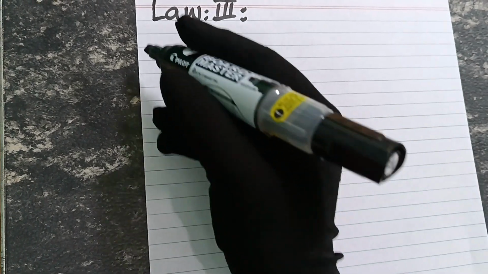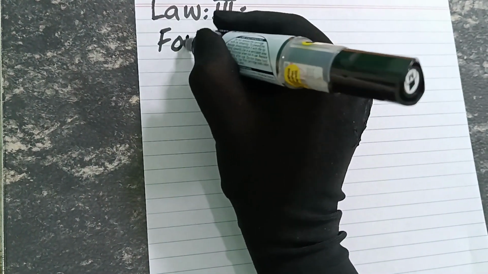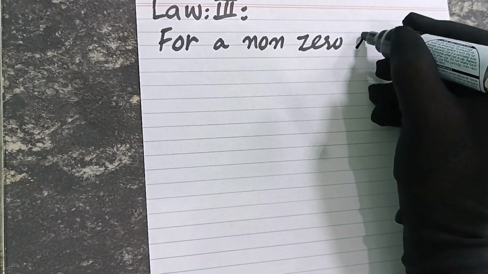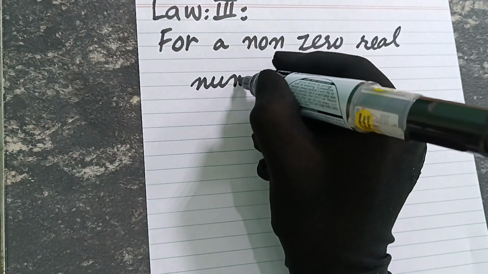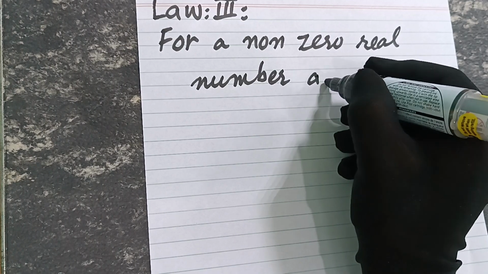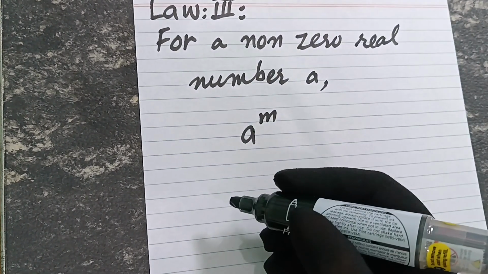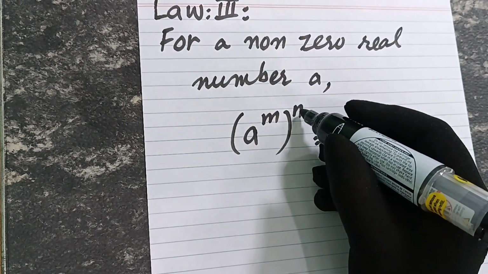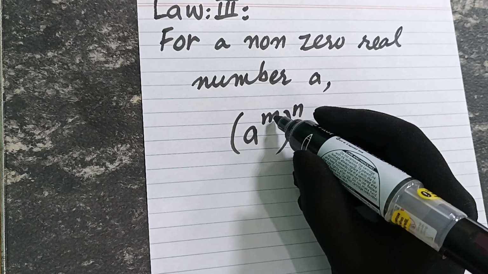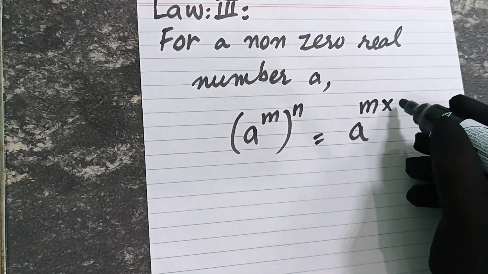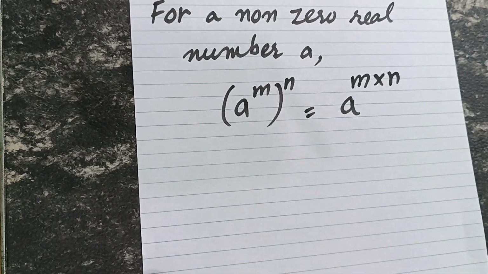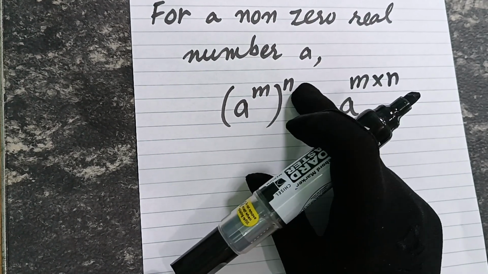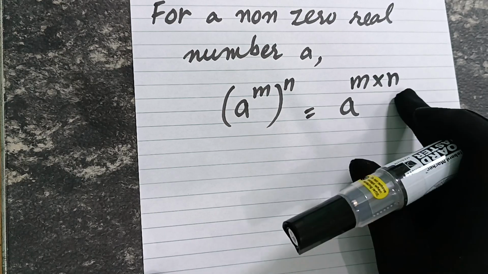Okay, law number 3: for a non-zero real number a, if a already has a power and we are taking another power on it, this new exponent will be multiplied by the previously present exponent, m multiplied by n. Understand that? If there is an exponent and one more exponent is being taken, this exponent will be multiplied to the previously present exponent.